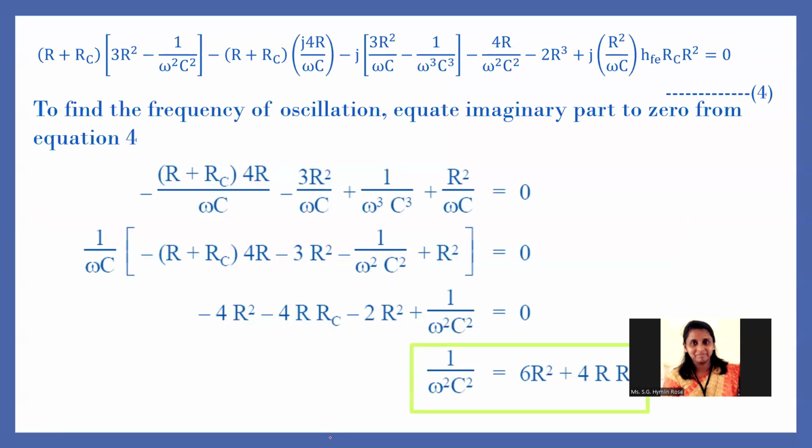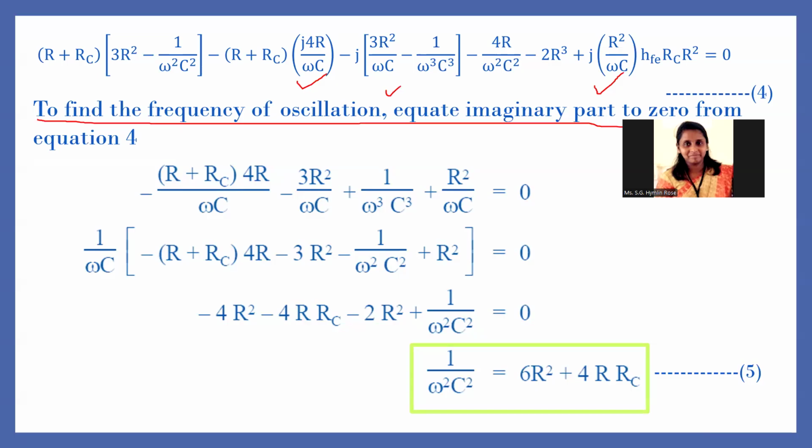So first you are going to expand the equation to find the frequency of oscillation, and equate the imaginary part to 0. So you have the imaginary part to be here one term, here the other term, then here you have one more imaginary part. Take those terms alone to be equivalent to 0 and simplify it, and you will be getting 1 by omega square c square is equal to 6 r square plus 4 r rc. We need to use this equation for the subsequent derivation, so keep it as another equation number.